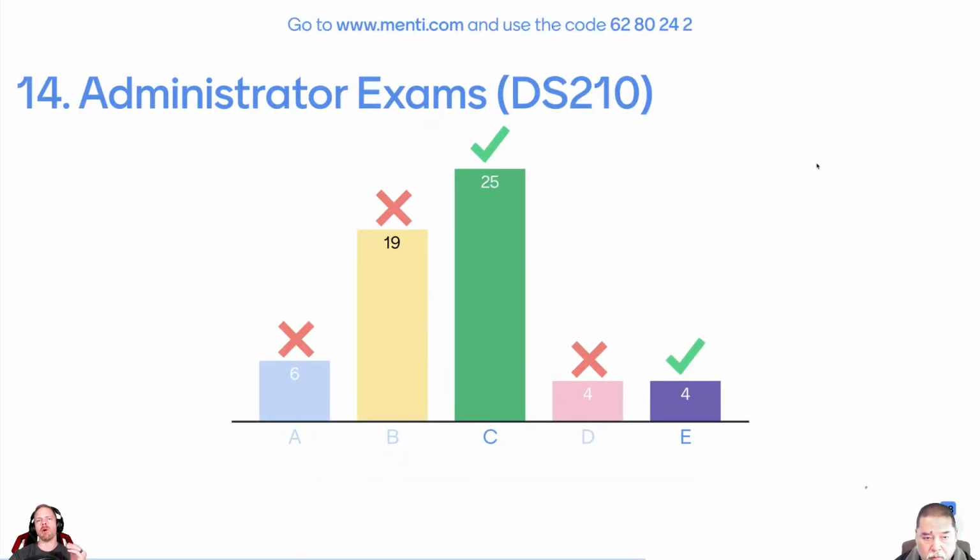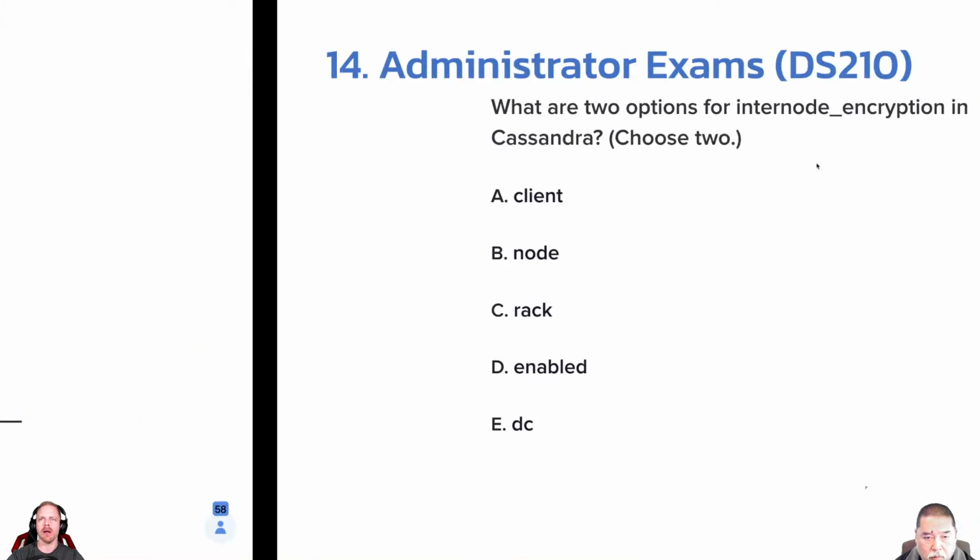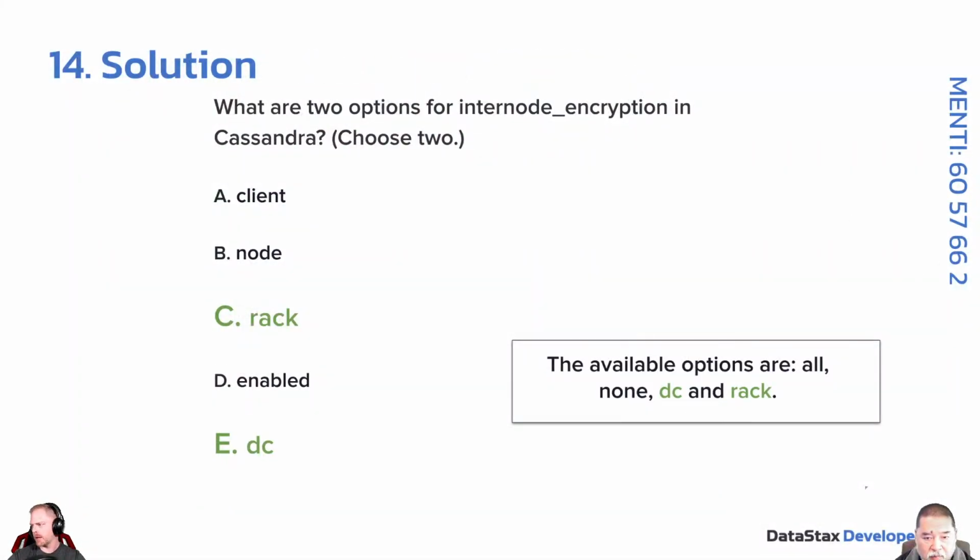Now, the correct answers were both C and E. So in the exam, you would have needed to have chosen both C and E. But again, Menti only allows us to do 1. Let's take a look at the why. All right, so in this one, internode encryption, we're talking about encryption between nodes. So that rules out client altogether, because it's not from the client to the node, but between the nodes.